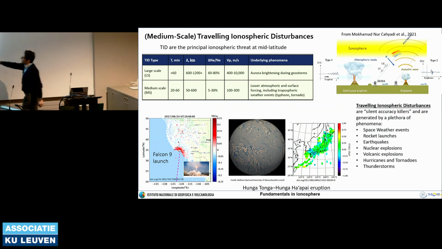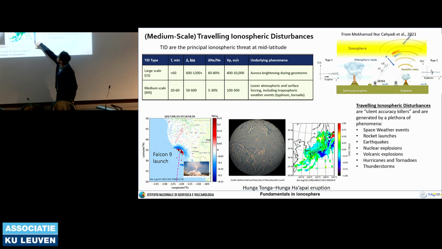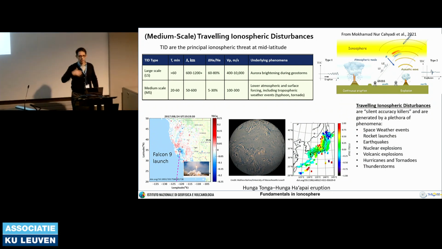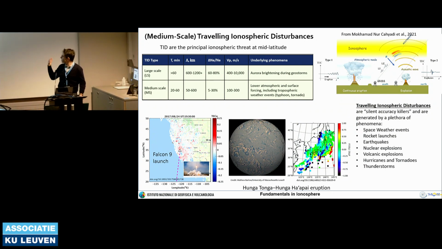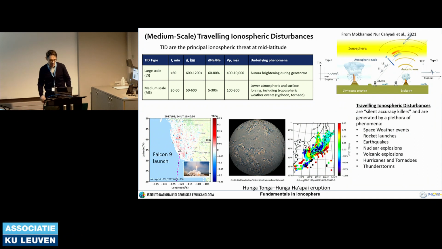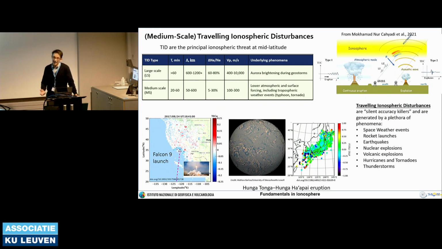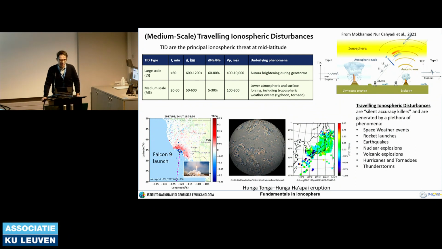And here you can see the passage of the wave over Japan. But there are also nuclear explosions, volcanic explosions, hurricanes, tornadoes, thunderstorms that create medium-scale TIDs and are worth investigating, because TIDs are silent accuracy killers: a GNSS receiver doesn't know if a TID is passing over its head, for instance.